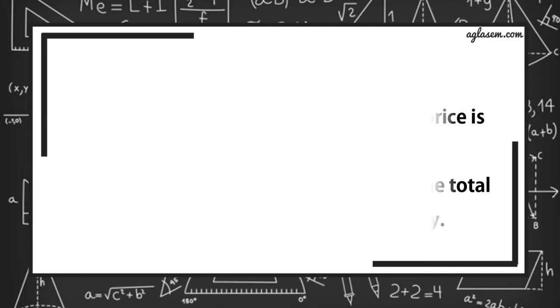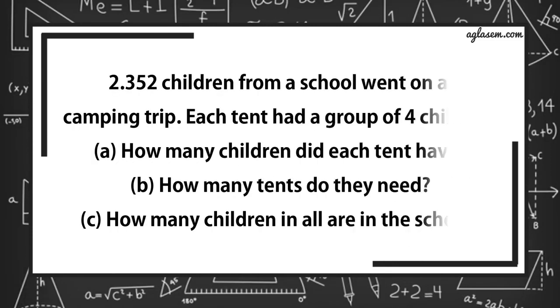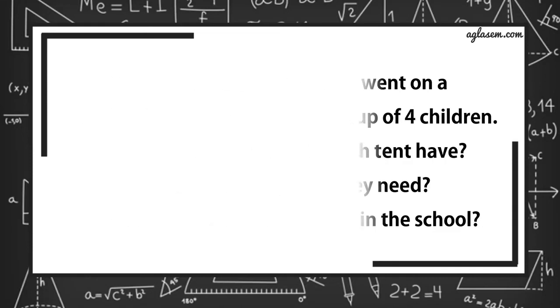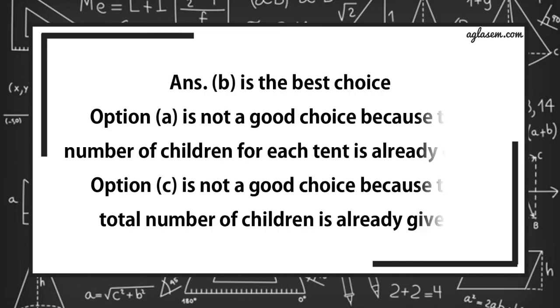Further, question number 2 says, 352 children from the school went on the camping trip. Each tent had a group of 4 students. Part A says, how many children did each tent have? Part B says, how many tents do they need? Part C says, how many children in all are in the school? Answer is, Part B is the best choice because option A is not a good choice because the number of children for each tent is already given. And option C is not a good choice because the total number of children is already given.